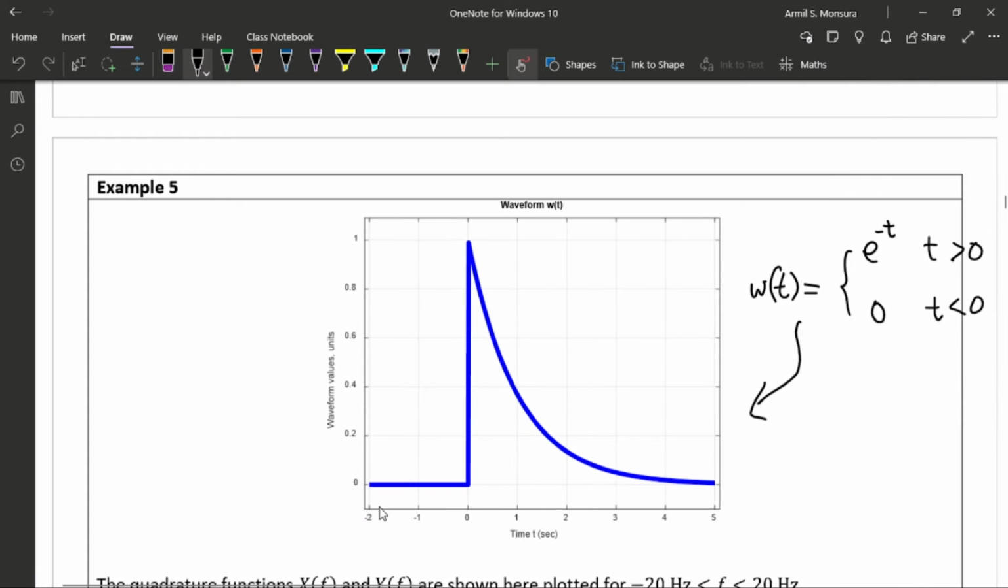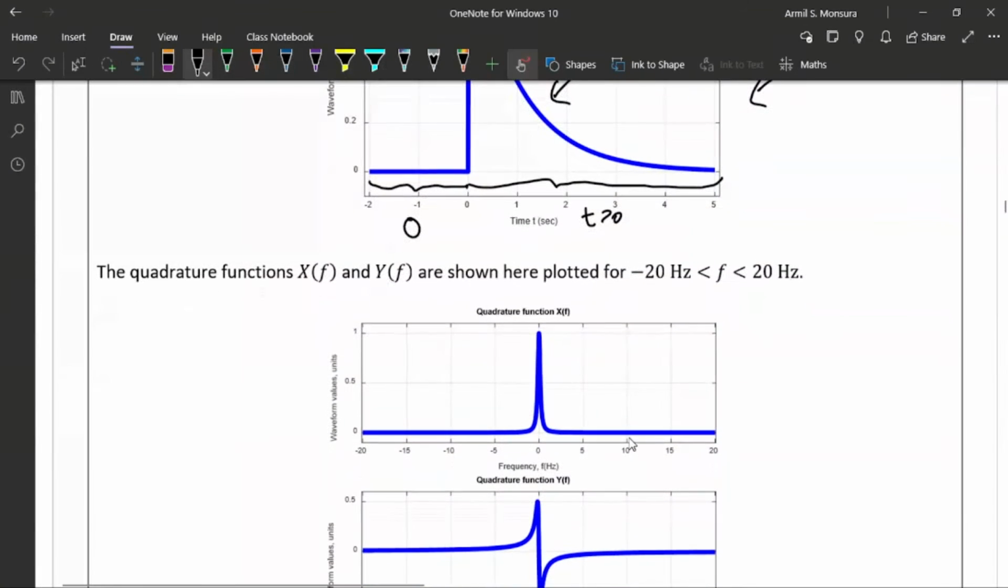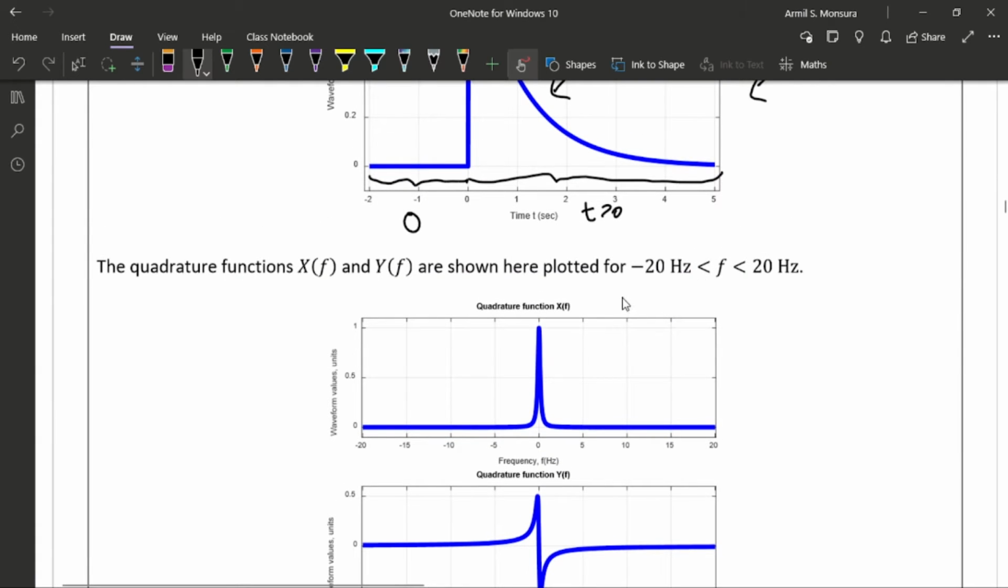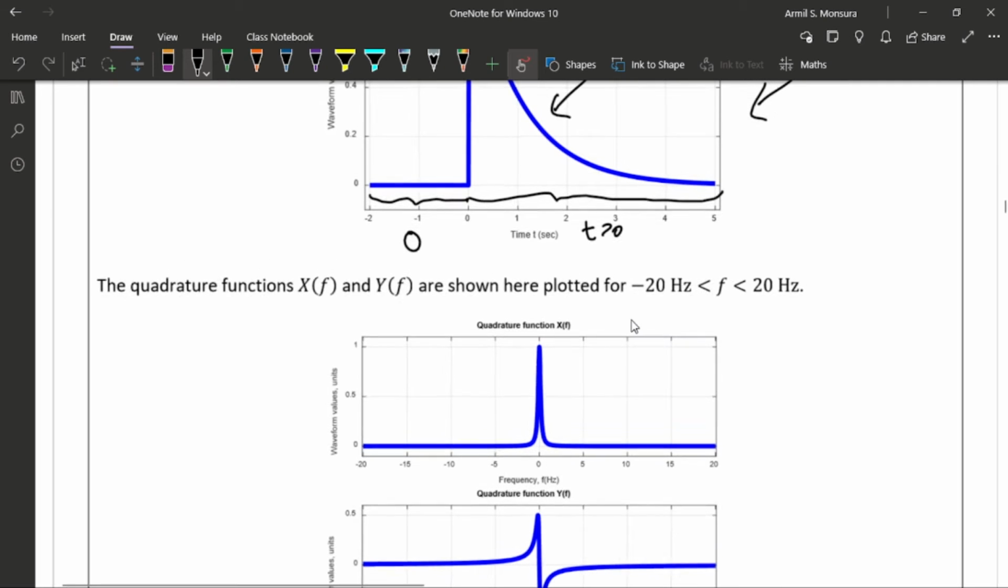So we see that at negative time, the value of your signal is zero, and then at positive time, at t greater than zero, your function assumes the value of e raised to negative t. Now if you plot the quadrature functions, the quadrature functions are now functions of f. So these are now functions in frequencies.